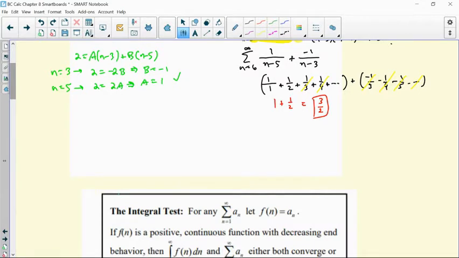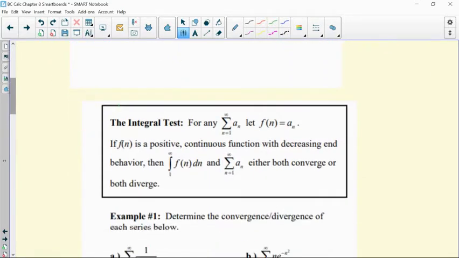Now, there are other series that will give us terms that get small enough fast enough, but we don't know how to add them all up. And so we're going to have to rely on tests that basically just verify, yes, it converges. It'll give you some value. We might not be able to find that though. And the first test that we're going to get to, outside of knowing a geometric series or a telescoping series, is what's called the integral test.